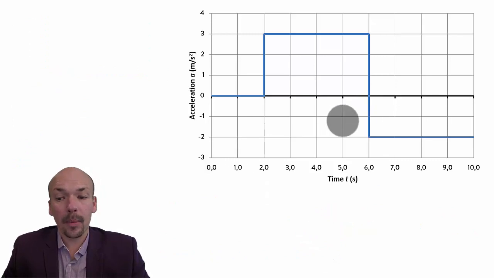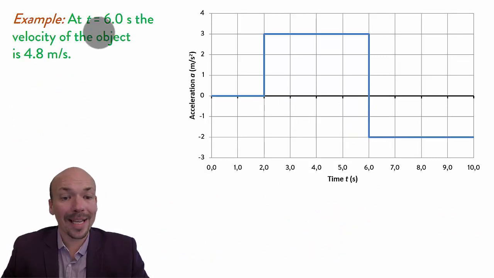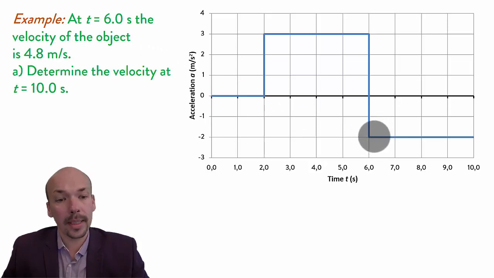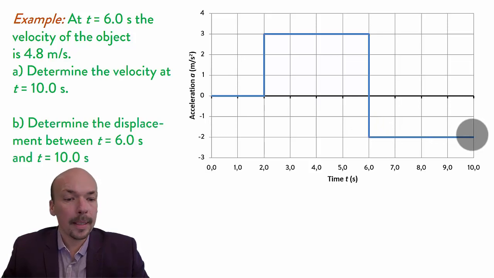Final example, now we do it for the deceleration here. So at 6 seconds, the velocity of the object is 4.8 meters per second, so that's here. Determine the velocity at 10 seconds, so here. And determine the displacement between 6 and 10 seconds. So try now for yourself if you can come up with the answer.